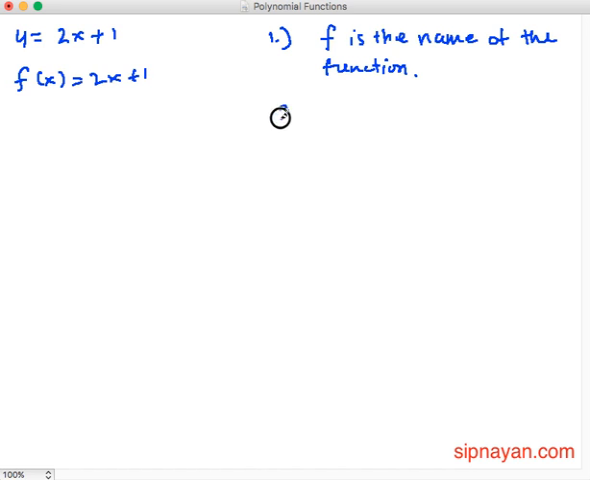Pangalawa, f of x is read as, well, this symbol is read as, siguro naririnig nyo na ako dyan madalas, no? Ang tawag natin dyan, yung basa natin dyan ay f of x.